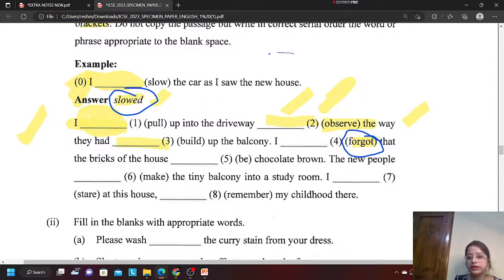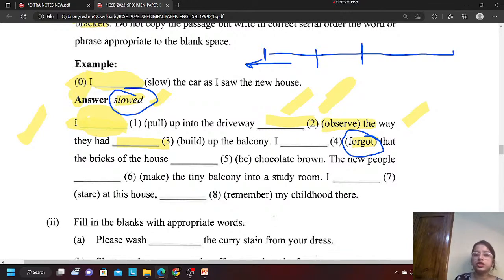That is past perfect. Remember the timeline I showed you. If this is the present moment, this one is your little past, your simple past. And if you move even further backwards, that is going to be your past perfect. So first he was slowing the car and looking at something, then he thought, I had forgotten that in my house the bricks were chocolate brown. That the bricks of the house dash chocolate brown. Understood? So he had already forgotten that thing before slowing his car and everything he said in the first sentence. So this is going to be had forgotten, past perfect.